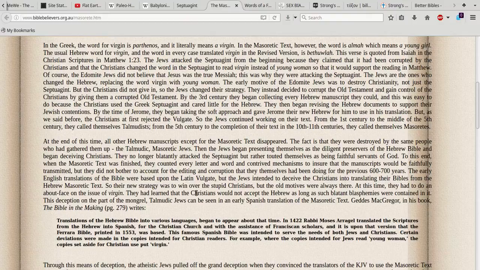To this end, when the Masoretic text was finished, they counted every letter and word and contrived mechanisms to ensure that the manuscripts would be faithfully transmitted, but they did not bother to account for the editing and corruption that they themselves had been doing for the previous 600 to 700 years. The English translations of the Bible were based on the Latin Vulgate, but the Jews intended to deceive the Christians into translating their Bibles from the Hebrew Masoretic text, so their new strategy was to win over the stupid Christians, but the old motives were always there.